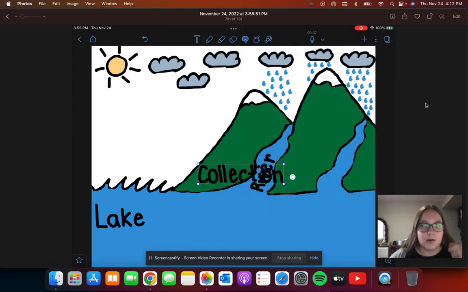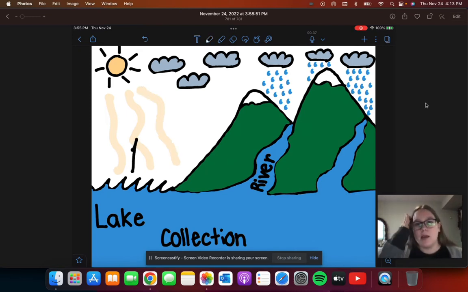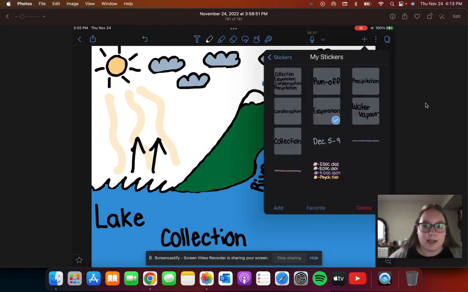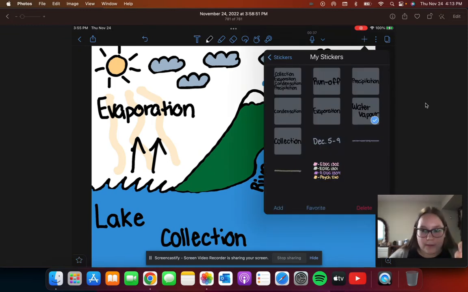All right? So collection is water that is stored in lakes and rivers, the ocean, even the pools in our backyards. As the sun heats up the water in our collected water sources, it begins to evaporate. In order for water to evaporate, it turns into these teeny tiny water droplets, so tiny we can't see them with our own eyes. These little tiny water droplets are called water vapor.